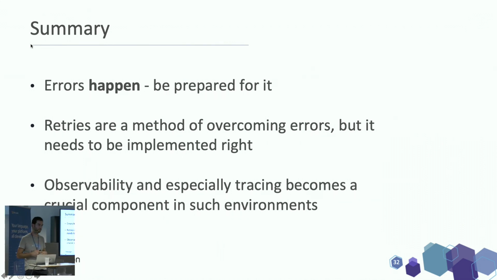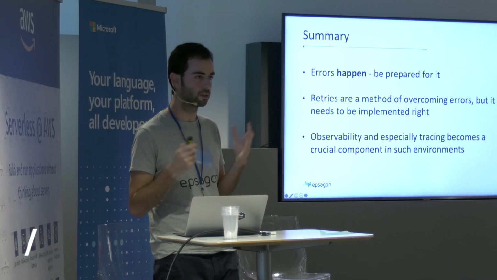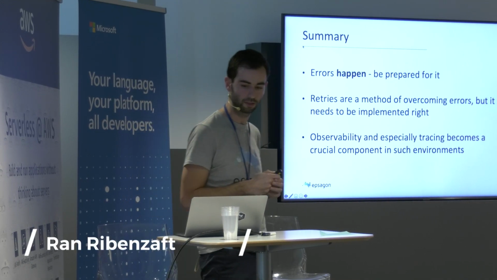Just as a quick summary, errors happen. We already know it. I think in the last 20 or so minutes, we talked about a lot of scenarios for errors. Retries are a good mechanism to overcome errors, but we need to know how to configure them and how to do them right, because otherwise they're not helping us. And observability, especially distributed tracing within observability, is a crucial thing if you're moving to serverless and moving to production and you want to understand exactly what's going on in your application.